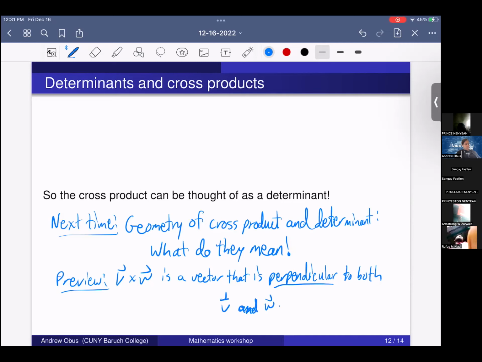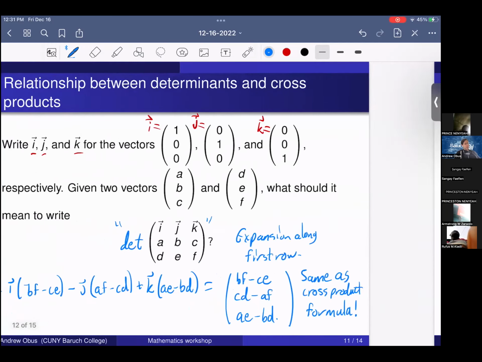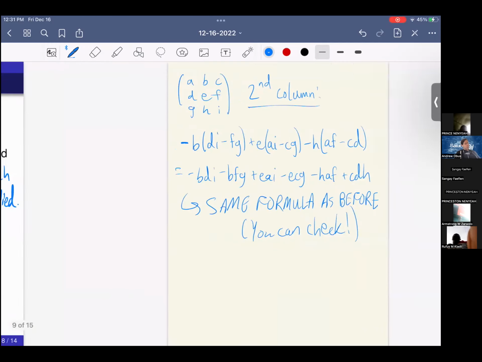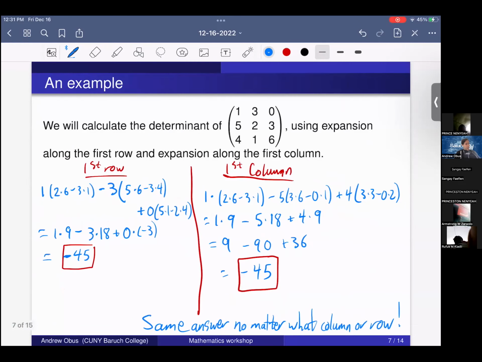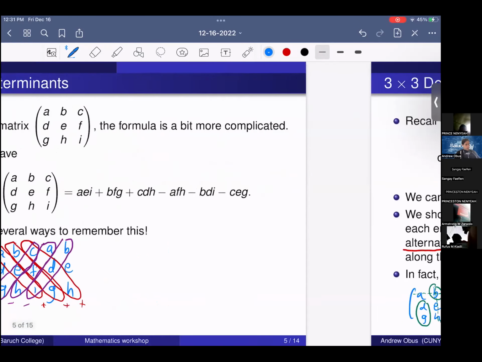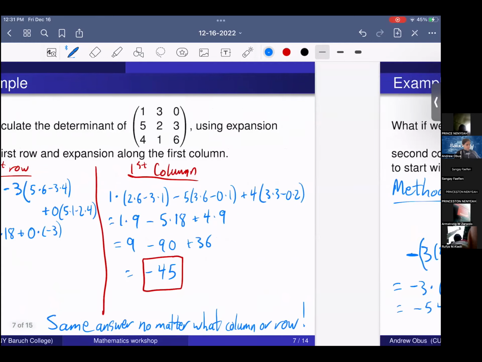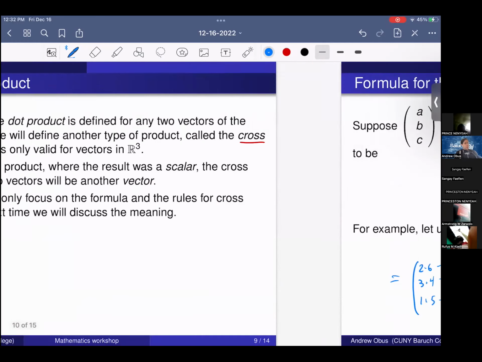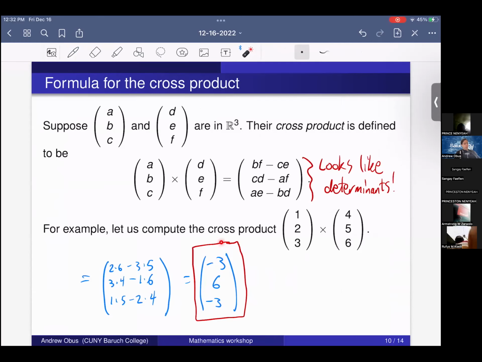So if I take a vector v and I take its cross product with a vector w, then the resulting vector is perpendicular to both of them. So this is a check that you can do with our example. You can check that in this example, the cross product is minus 3, 6, minus 3.